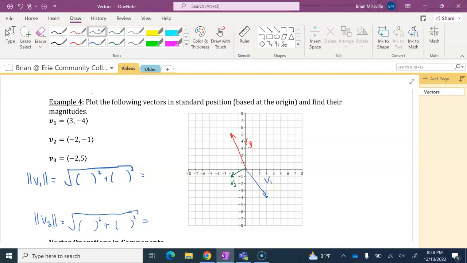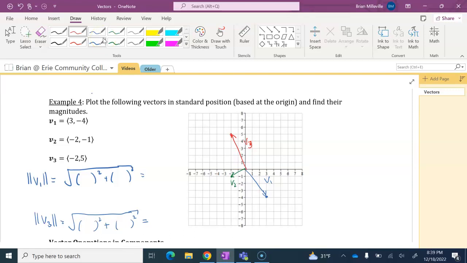Likewise, the vector V2 is (-2, -1). So you're going to go left 2 and down 1. And then you're going to draw that vector listed there. For V3, it's (-2, 5). So we're going to go from the origin left 2, up 5, put a point down, and then draw that directed arrow. We've got the vector V3 listed.